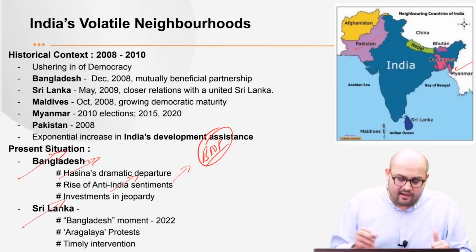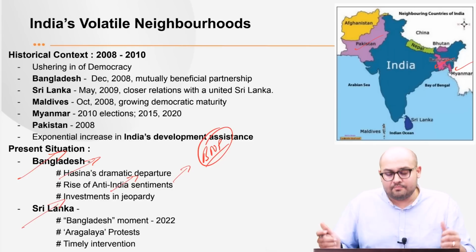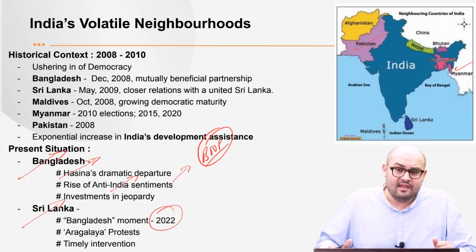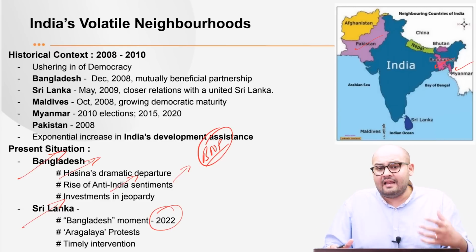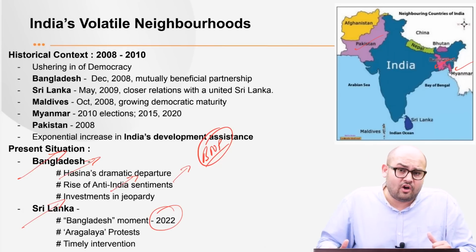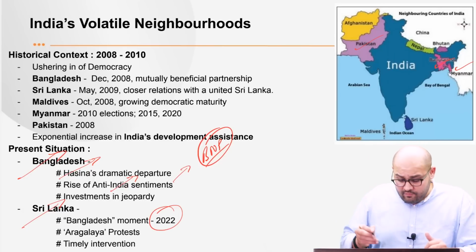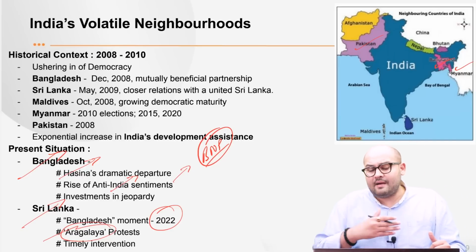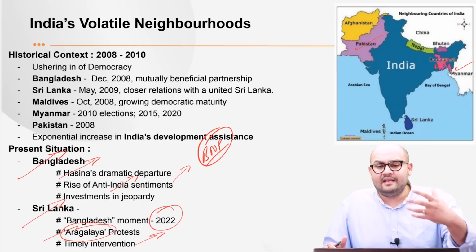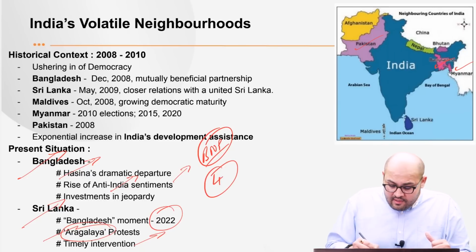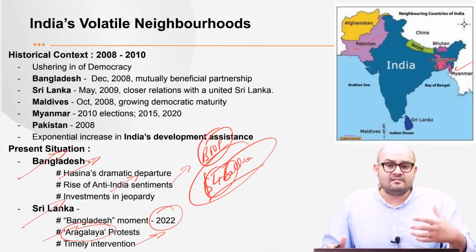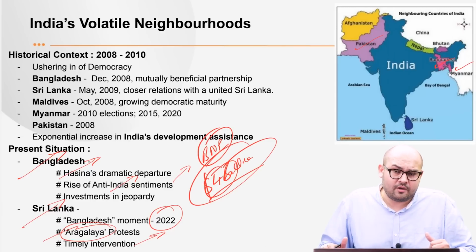Next, talking about Sri Lanka. Sri Lanka witnessed a similar movement in the year 2022, when President Gotabaya Rajapaksa fled the country. This was primarily driven by allegations of corruption and mismanagement of the economy. These protests were termed the Aragalaya protests by the students and the youths. India made a timely intervention and provided almost $4 billion of bailout package to Sri Lanka, and this has resulted in the reinvigoration of Sri Lanka's economy.